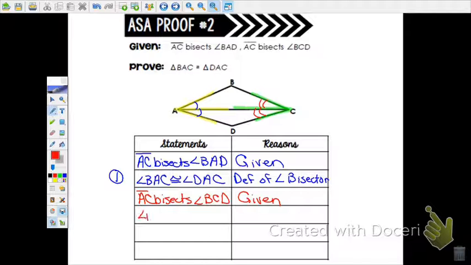So angle BCA is congruent to angle DCA. And again, that's definition of angle bisector. So there's my second congruency statement. That's all I have given. What else do I know looking at my picture?